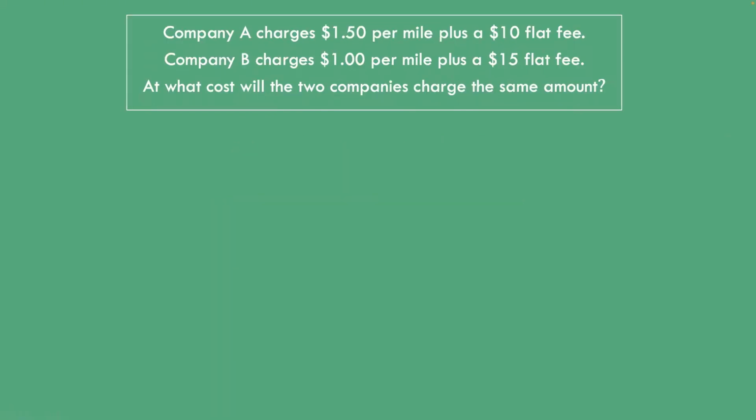Next, let's look at an example to figure out at what point two different companies charge the same amount for a ride. Company A charges $1.50 per mile plus a $10 flat fee. Company B charges $1 per mile, but with a higher flat fee of $15. While Company B has a lower per-mile rate, their flat fee is a little higher at $15. We want to find out how many miles you need to drive so that the total cost from both companies is exactly the same.